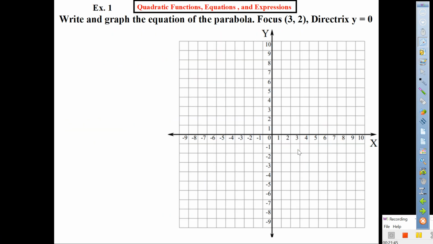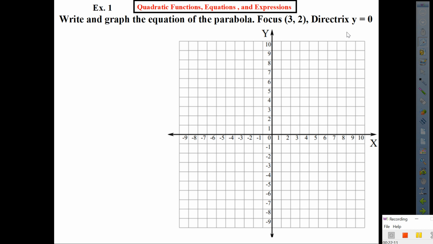Copy the instructions. It says, example 1, write and graph the equation of the parabola with focus (3, 2) and directrix y equals 0. Focus (3, 2), directrix y equals 0. Copy that. I'll give you some time. Anyways, first things first, let's look at the directrix.